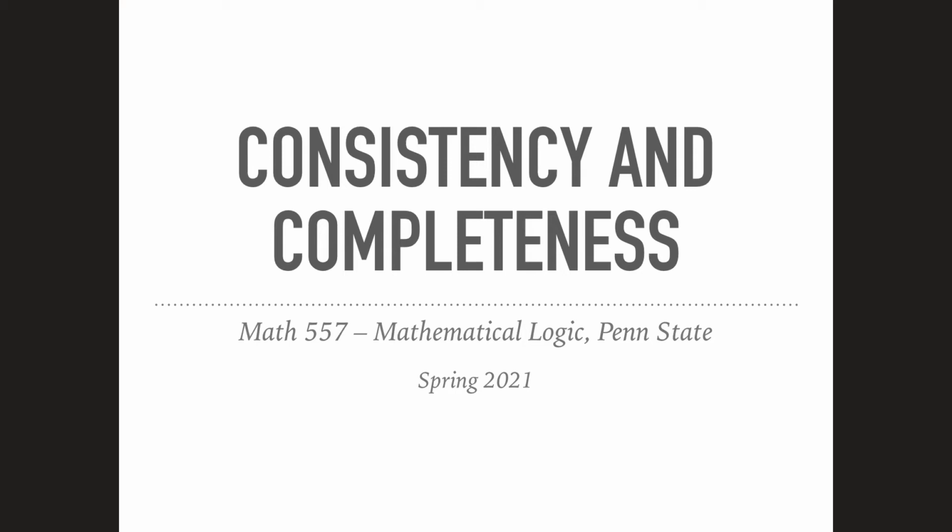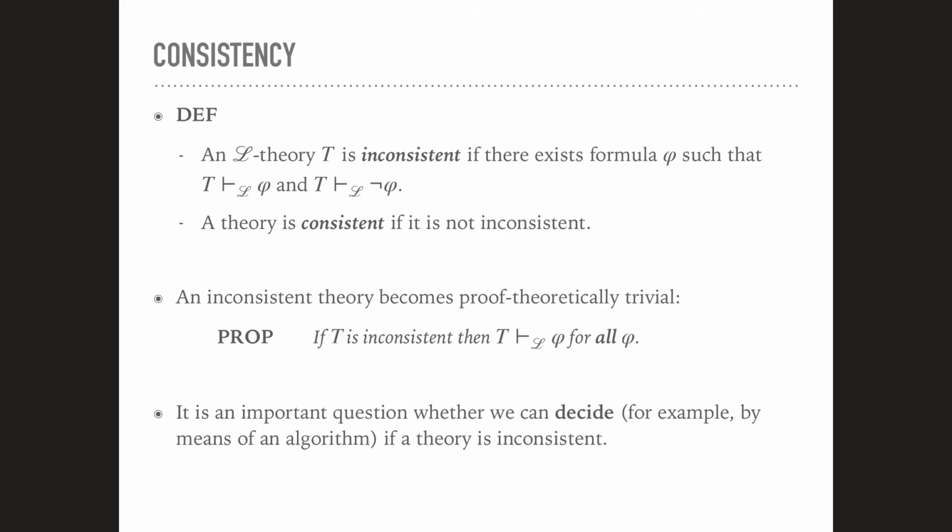In this lecture, we're going to talk about two properties of theories. One is consistency, and the other one is completeness. Let's start with consistency. For this, we first define what inconsistency is.